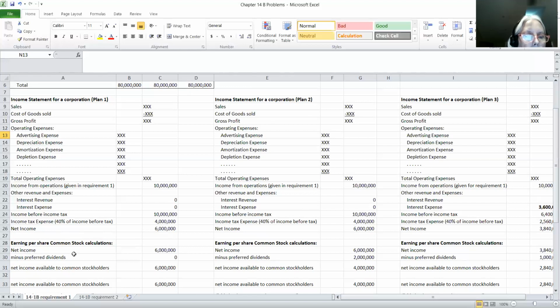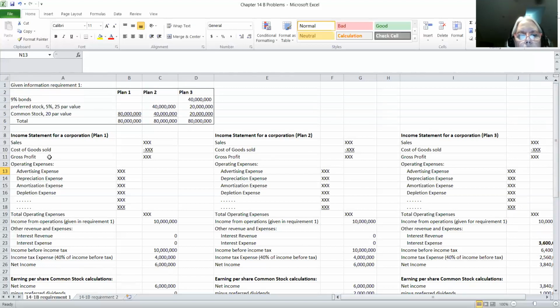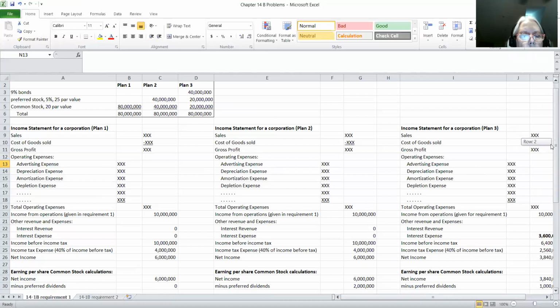So in this problem, we're going to discuss how to calculate earnings per share, because that's really what they want you to do in requirement number 1. You might notice on this spreadsheet that I've got 3 separate income statements, one for each plan that we are doing in this particular problem. So we're going to start with plan number 1.